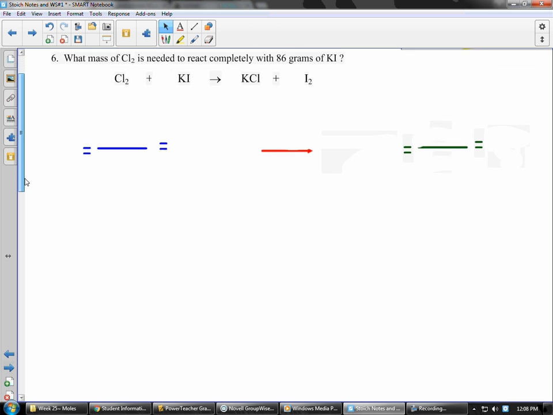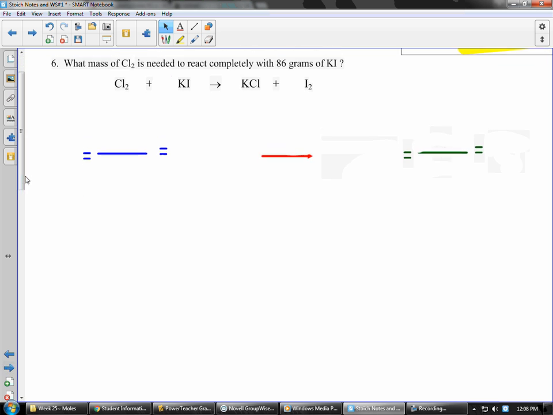Next question, number 6. What mass of chlorine is needed to react completely with 86 grams of KI? Got to make sure we balance it here before we go too much further. 2 chlorines, I need a 2 for my chlorines. 2 potassiums, I need 2 for my potassiums. And then I have 2 iodines and I'm good to go.